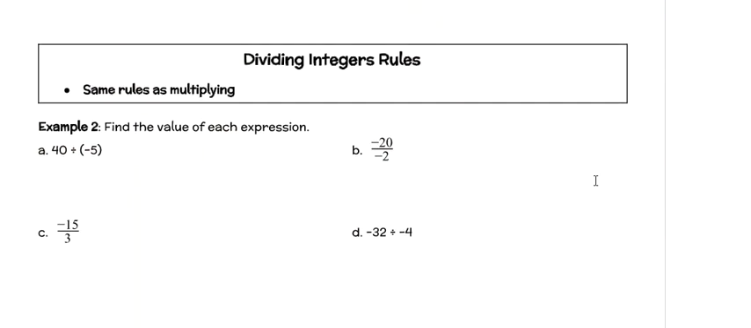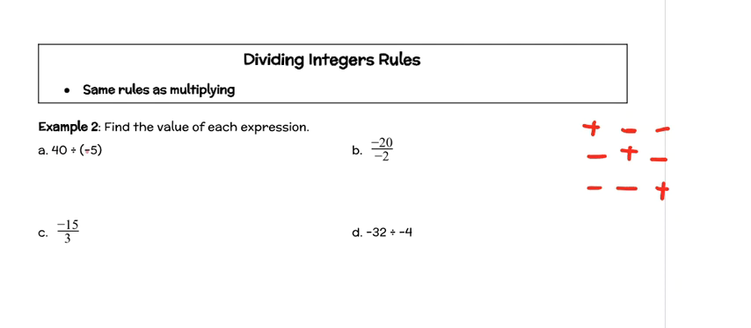Dividing integers, same rules apply. You're just dividing them now. So this tic-tac-toe board that we talked about before works here too. So positive, positive, positive, negative, negative, negative. Works here too. So all you're doing is dividing this time.